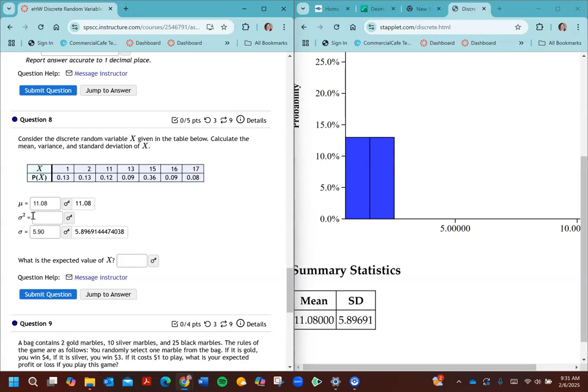The sigma squared here is the variance. So we need to just take that, do that out by hand. So I'm going to go 5.89691 and then square it on my calculator. And I get 34.77.